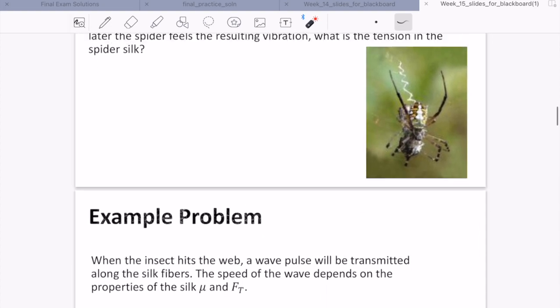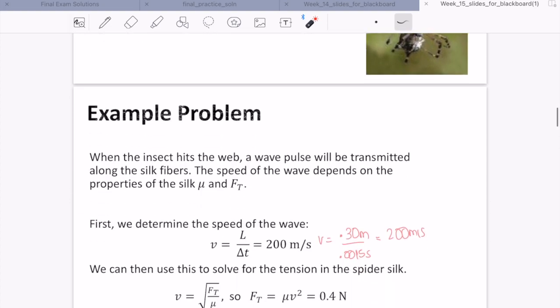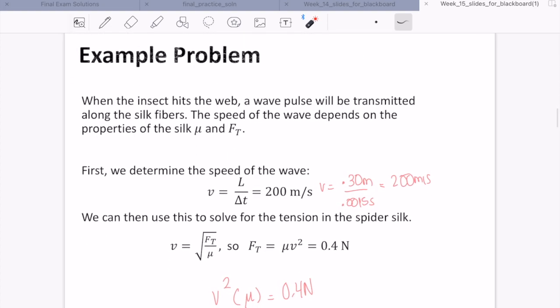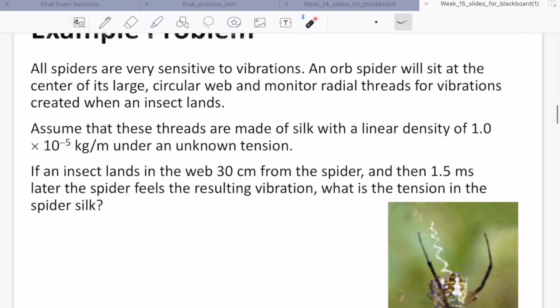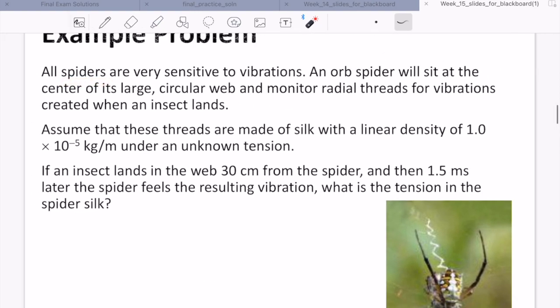So this is an example. I'll just skip to this part here. Actually, let me go back here and read the problem. Okay. So spiders are very sensitive to vibrations. An orb spider will sit at the center of its large circular web and monitor radial threads for vibrations created when an insect lands. Assume that these threads are made of silk with a linear density of 1.0 times 10 to the negative 5 kilograms per meter.